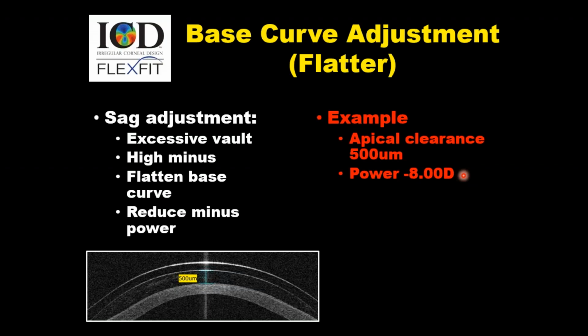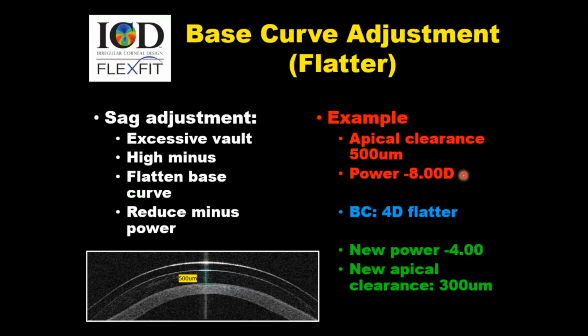I might want to flatten the sagittal depth a little bit to be in that range of 200 to 300 post-settling. So I could go with a base curve four diopters flatter. Four diopters would change the lens by 50 microns for each diopter, or a 200 micron drop in height. And that would reduce the lens power. If we go four diopters flatter using our SAM and FAP rule, we go from a minus 8 power to a minus 4, and we'd get our 200 microns less sagittal depth.